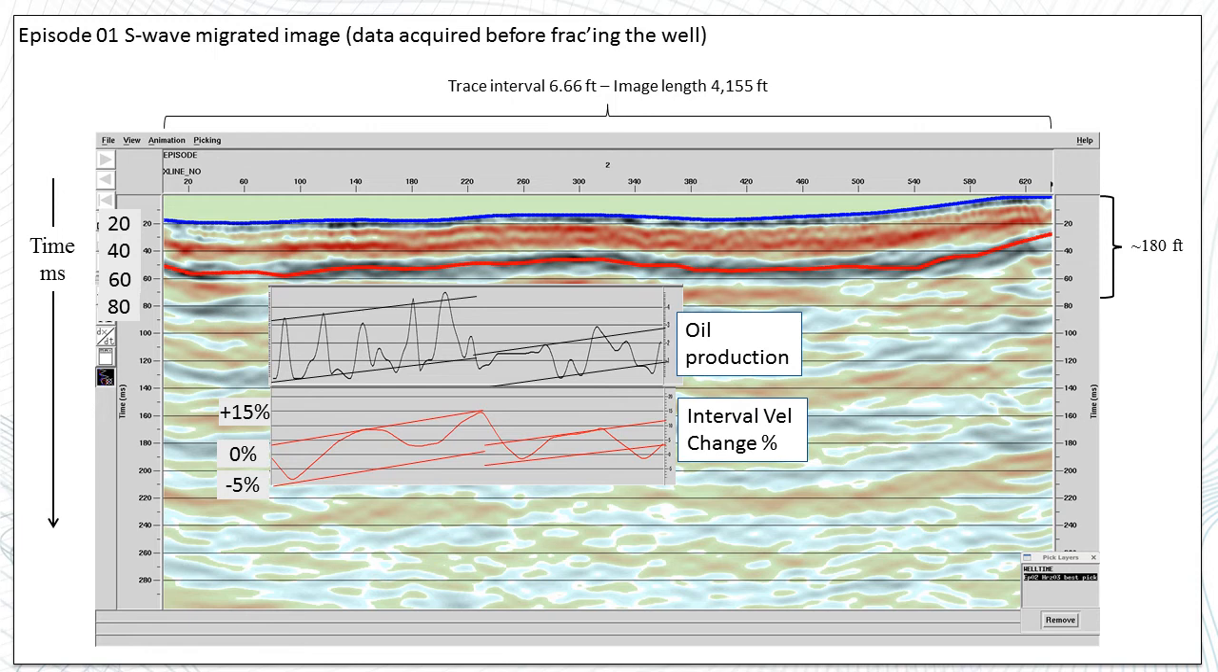to then also generate shear wave reflections. Additionally, you can see the same red and black oil production and interval velocity change curves in the shear wave here. And we're able to see that we actually have an increase in shear wave velocity with increasing production, as opposed to the compressional wave decrease in velocity with oil production.